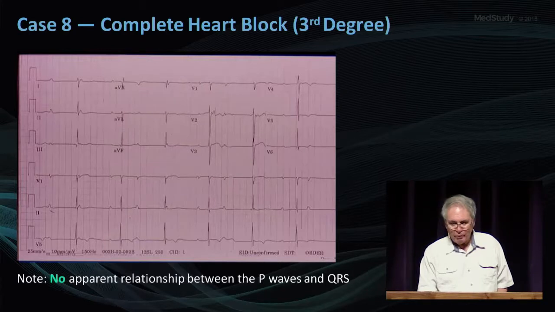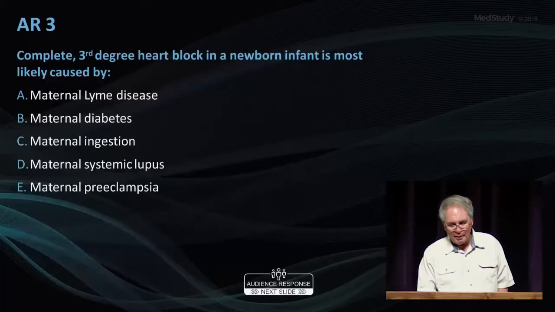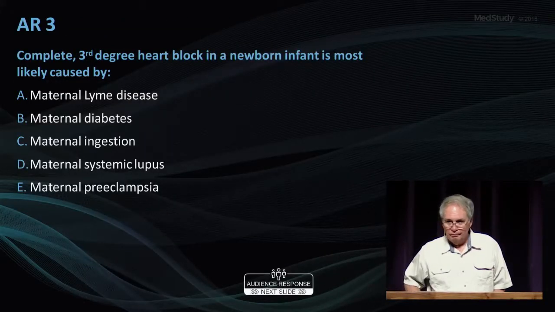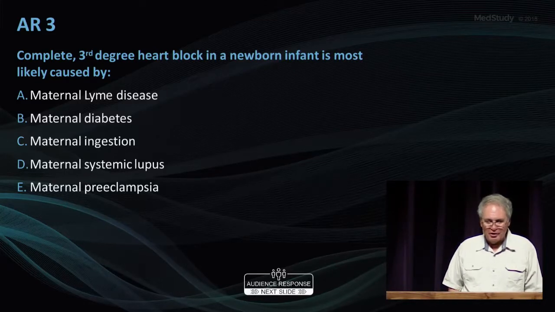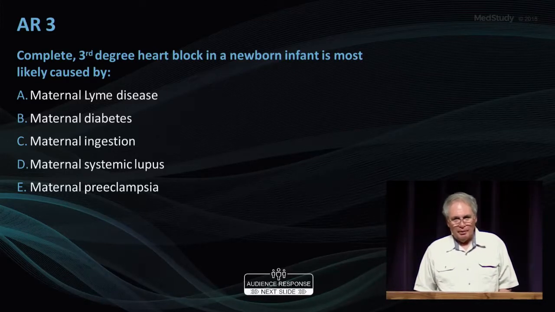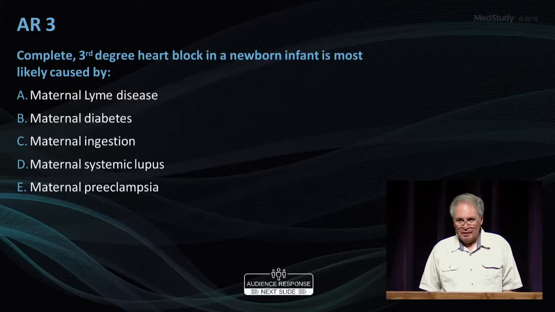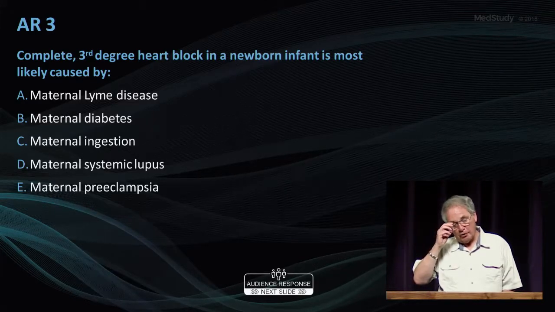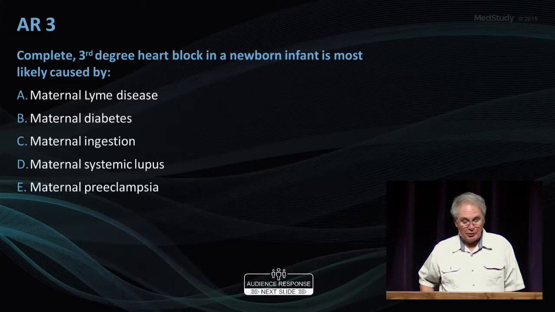And when do we see this in pediatrics in the newborn period? Well, here's your audience response question number 3. Complete third degree heart block in a newborn infant is most likely caused by maternal Lyme disease, maternal diabetes, maternal drug ingestion, maternal lupus, maternal preeclampsia. Go for it.